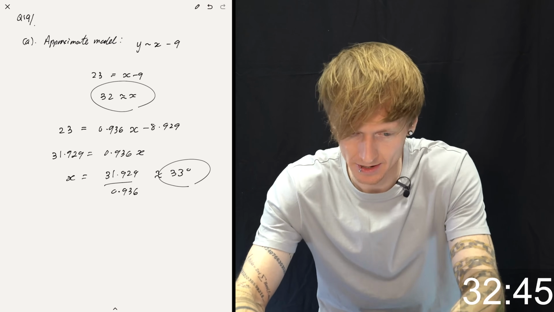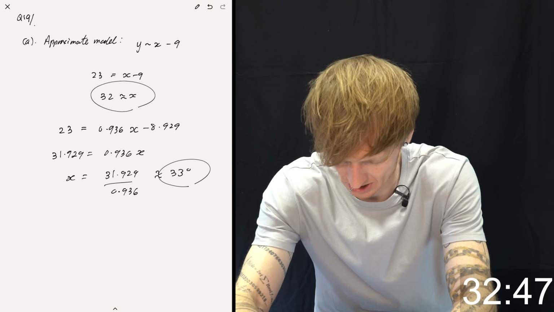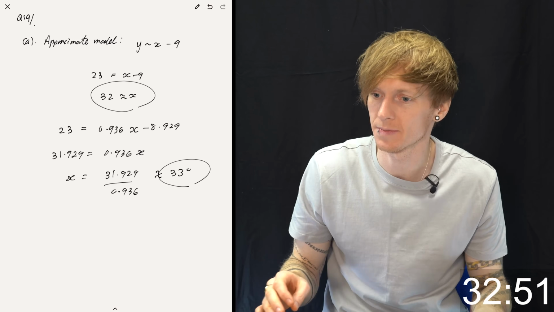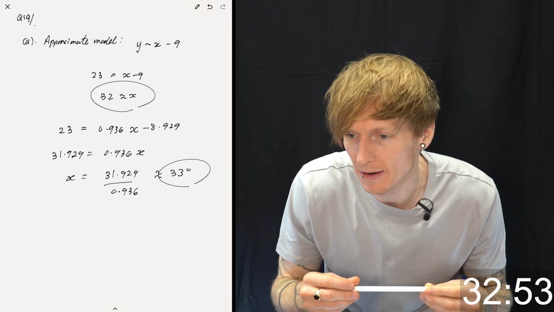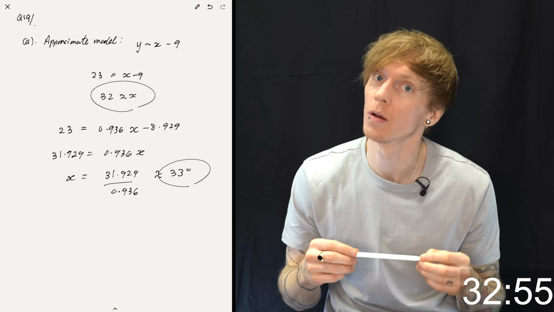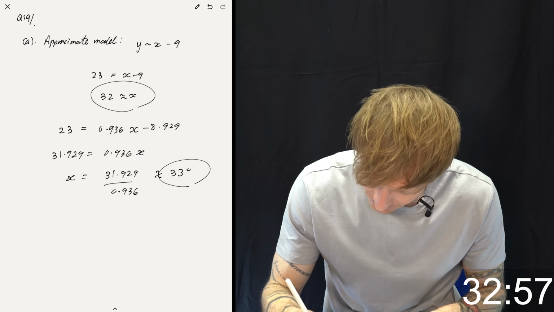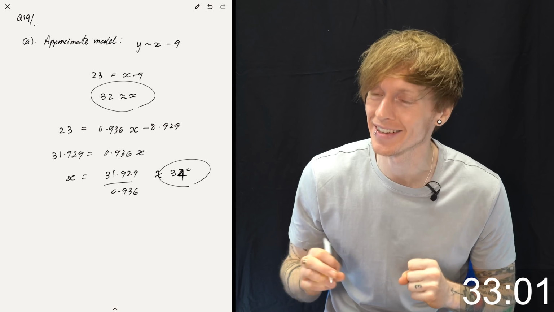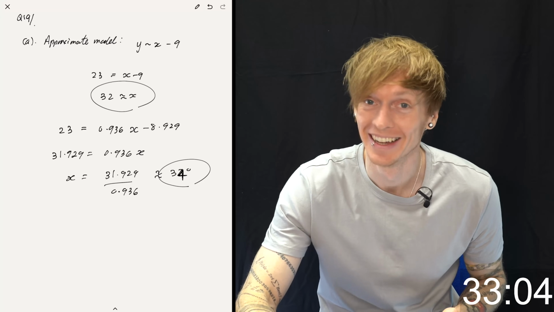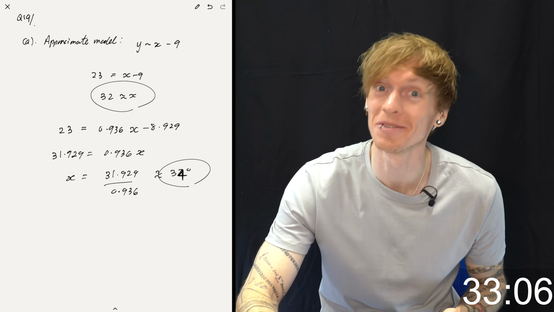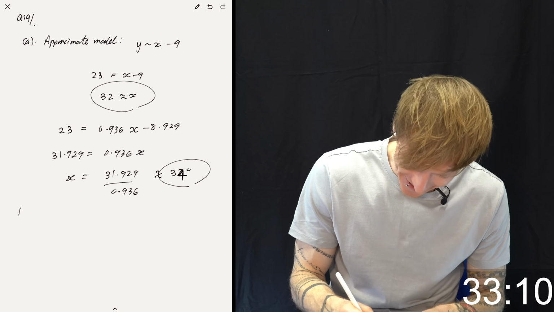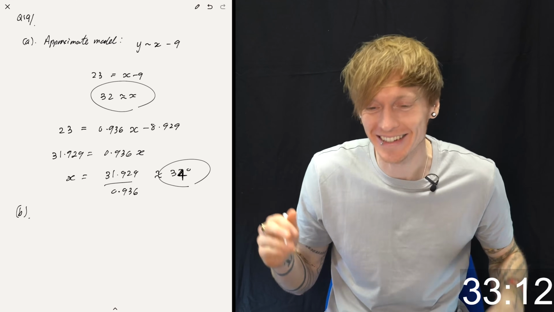31.929 divided by 0.936 is apparently 34. Glad I checked. 34 degrees when I actually use my calculator. Okay. I will never learn. Part B. Apparently I just dislike calculators.